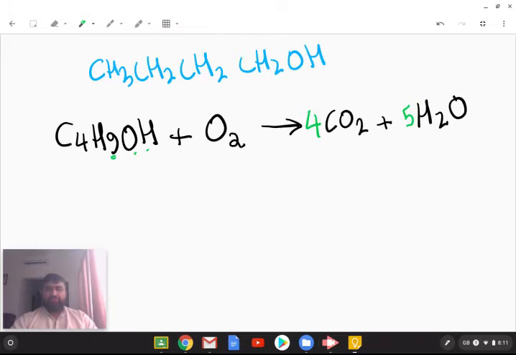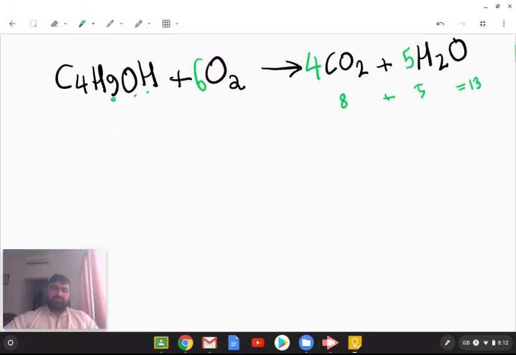Then 5 plus 8: 8 from here, 5 from here. So in total we need 13 oxygen here. For the 13 oxygen, one is already there. We just need to put 12. So in order to put 12, it has to be 6. That's the complete combustion for butanol. Correct? Alright, let's do something different.